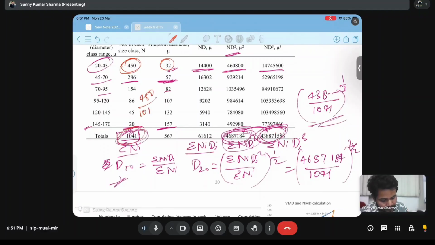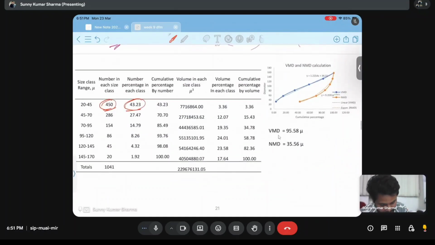1041. So 450 by 1041 into 100. This is the percentage of this 32 diameter. So 450 is how much percentage of this 1041? Means 43 percentage is there. This 20 is only 1.92%. This larger diameter, this coarser diameter, is very less. It is only 1.9, approximately 2% of droplets.